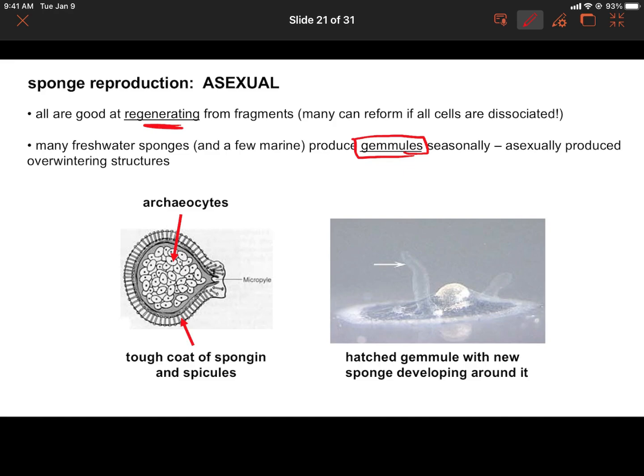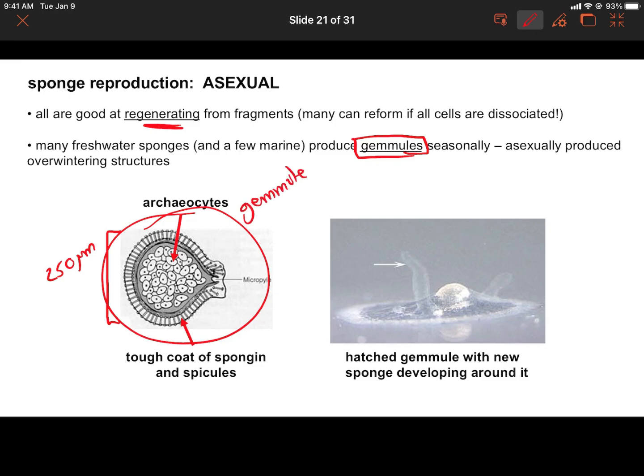So what gemmules are is just like a little container. This might be maybe 250 microns in diameter, like a little bead basically. That's a hollow sphere of collagen, spongin, and spicules embedded in that, and inside that a bunch of archaeocytes. Okay, so those are just undifferentiated amoeboid cells, and so they form these. So this is one gemmule.